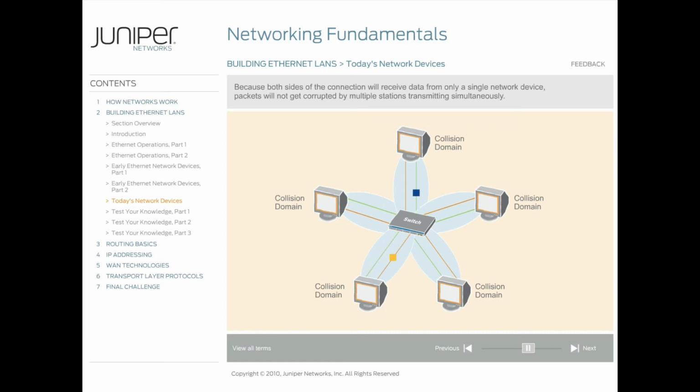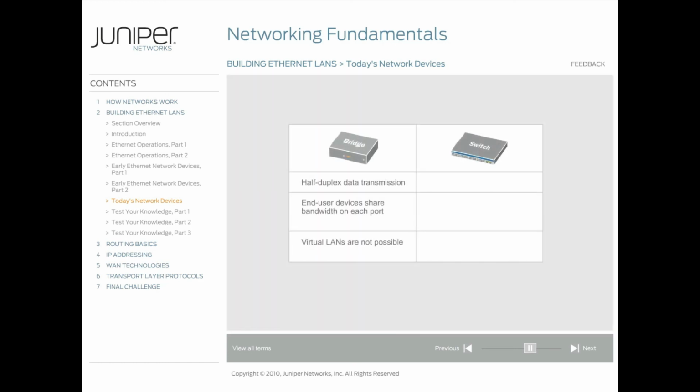Without the danger of collisions, devices can freely transmit and receive data at the same time, which is called full duplex data transmission. Full duplex data transmission is similar to using a telephone, where you can talk and listen at the same time. Ethernet switches with full duplex data transmission offer much greater bandwidth than bridges did. With full duplex data transmission and dedicated switch ports, an end-user device can send and receive data simultaneously, effectively doubling network performance. End-user devices no longer have to share 10 megabit per second or 100 megabit per second of bandwidth with other end-user devices.